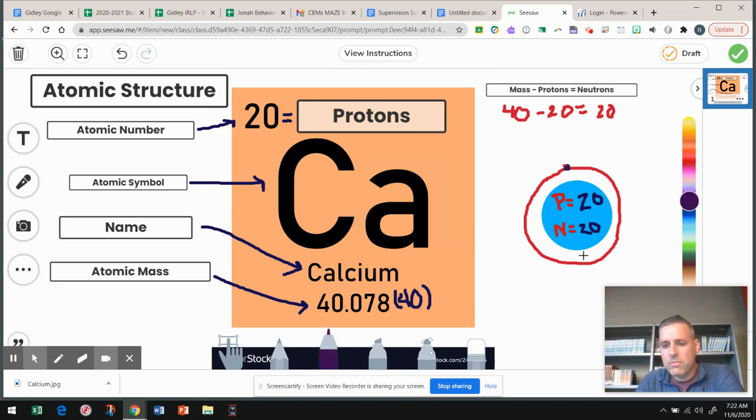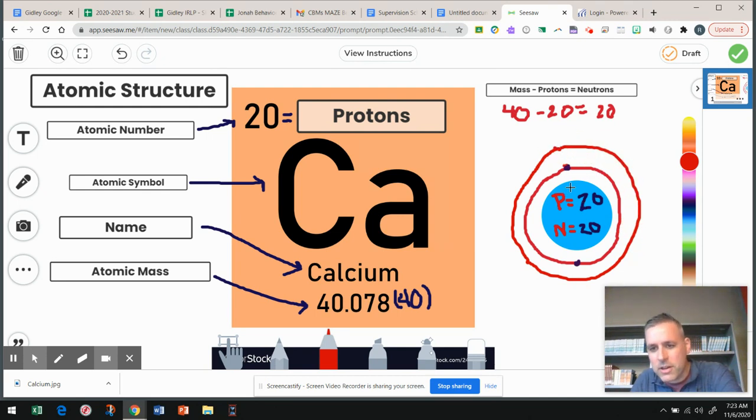So on this ring, we have 1, 2, okay, but remember, you can only have 2 in this ring, so now we have to make another ring. We're going to go all the way around. Not the best. Miss Baumgartner was better at drawing than I am, and that's okay. Let's change the color. So in that second ring, you can have 8 electrons. So now we're going to go 1, 2, 3, 4, 5, 6, 7, 8.